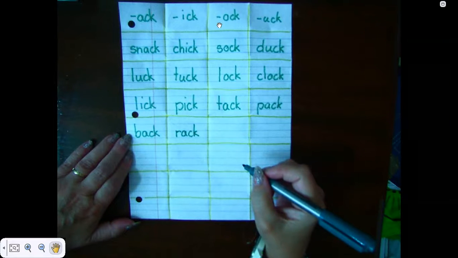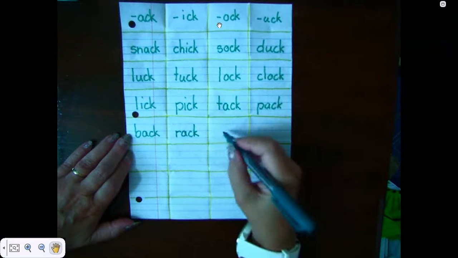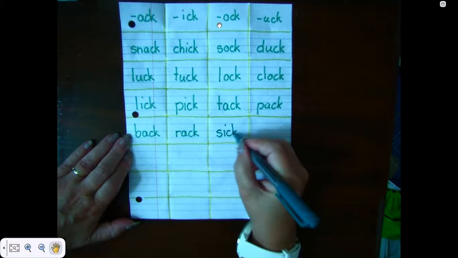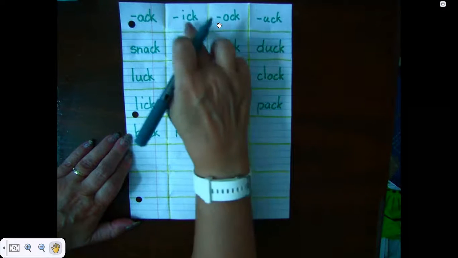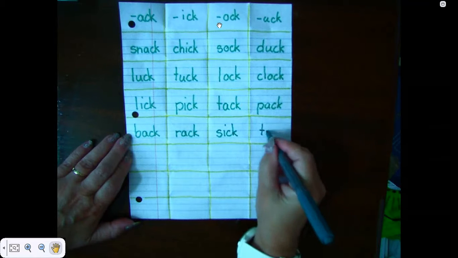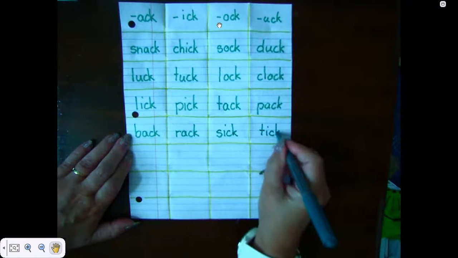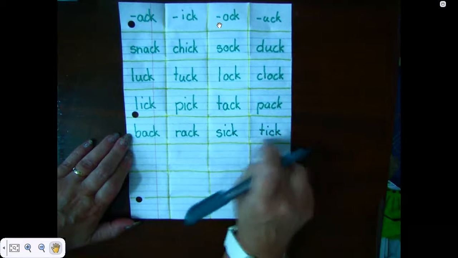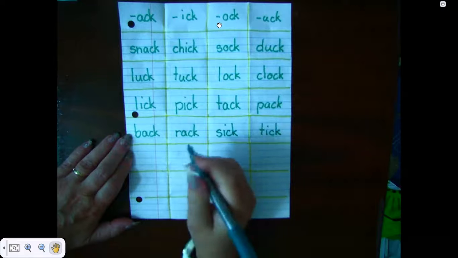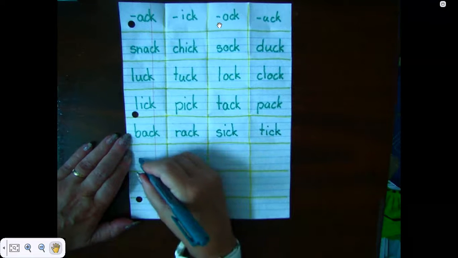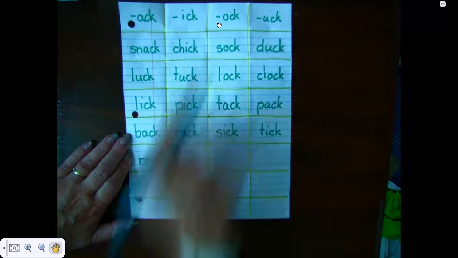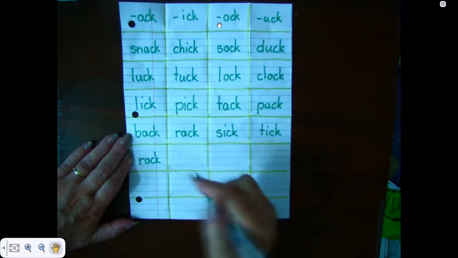My next word is sick. Oh no, I hope you don't get sick. And sick has the ick ending. It goes over here. Tick. If a tick bites you, you can get sick. And it's in the ick ending. Rock. It has the ock ending, so it goes over here.